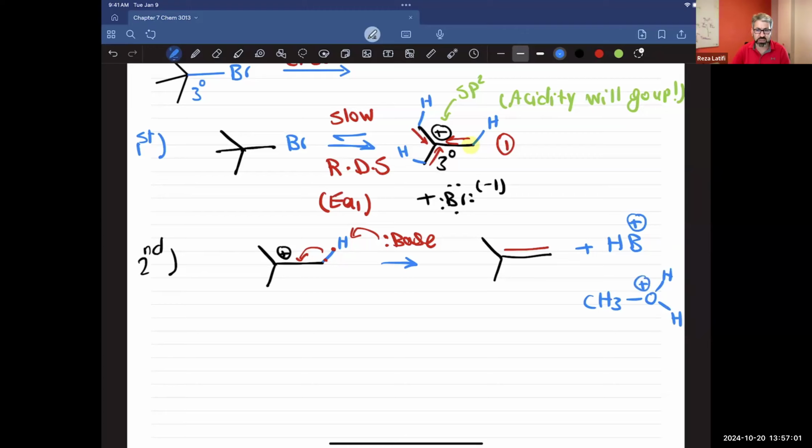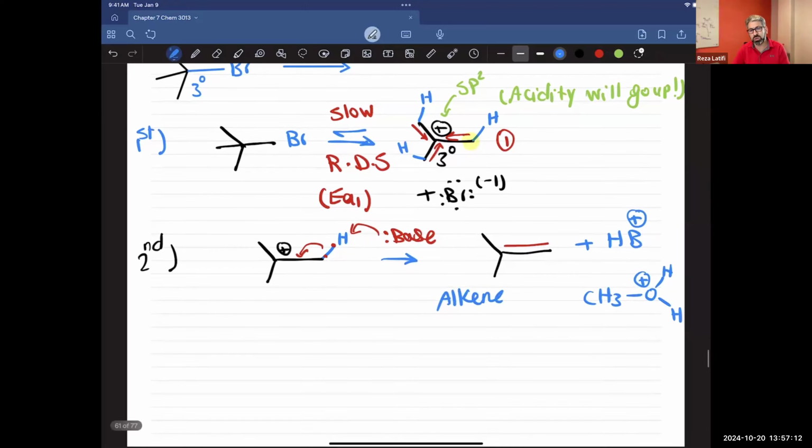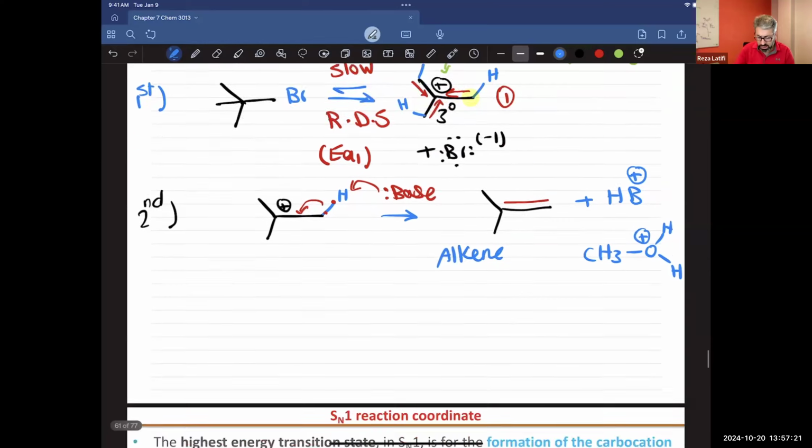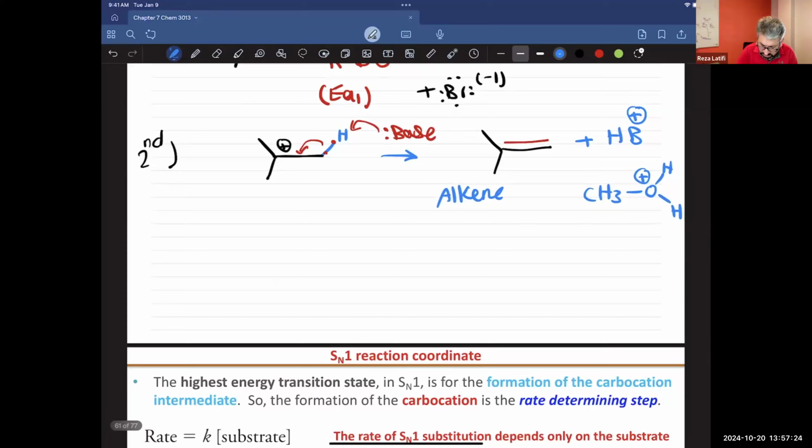Your solvent can technically take the hydrogen from the methyl out of the system. But the product will be an alkene. This is the main product. And this mechanism, we call it elimination. Why elimination? Because we took hydrogen and bromide out of the system and we got an alkene product. And because it's elimination, I will show it by E. And because the molecularity is 1, I'm going to call it E1.